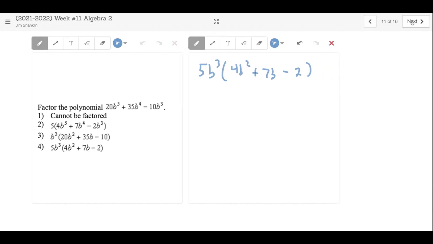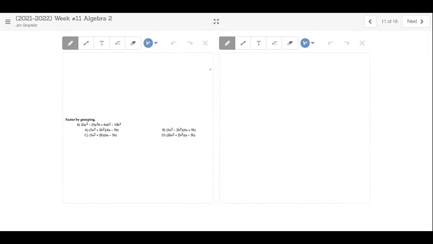All right. Next question. It says factor by grouping. Okay, so we've got 4 terms. We've got to use grouping. I'm going to let you guys work on this one. See how you do. Oh, so small. Sorry about that, guys. Sometimes when I copy and paste them in there, they are kind of small.